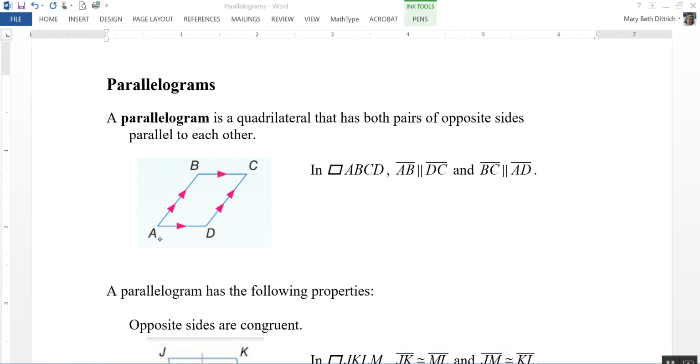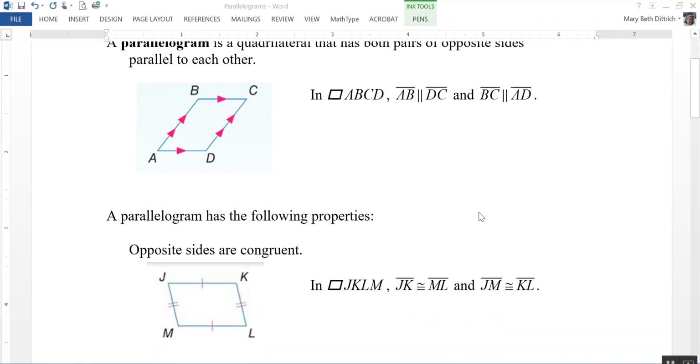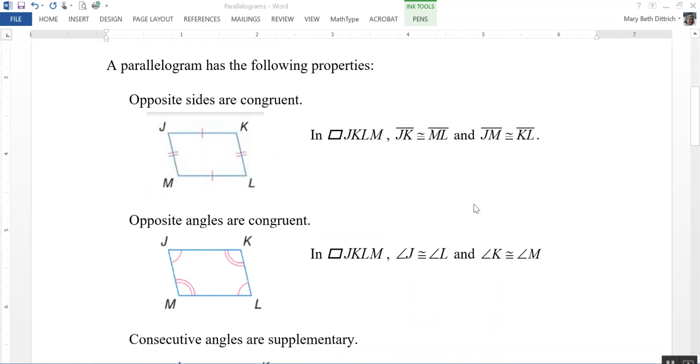So here we have parallelogram ABCD, and it's marked that side AB is parallel to CD. That's why each of those has the two little pink triangles on it. And side AD is parallel to side BC. This is what's considered the definition of a parallelogram, a quadrilateral with both pairs of opposite sides parallel to each other. There are many other properties of parallelograms.